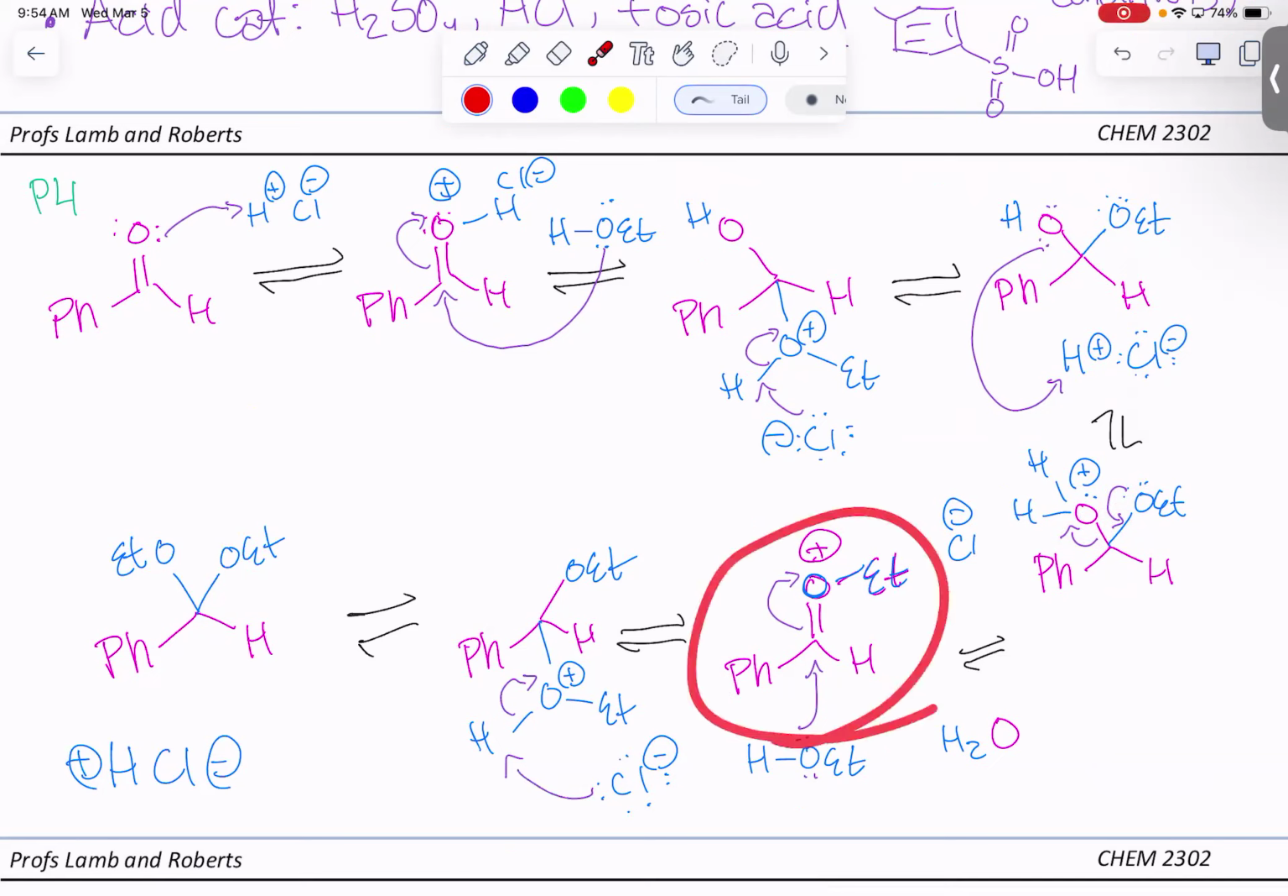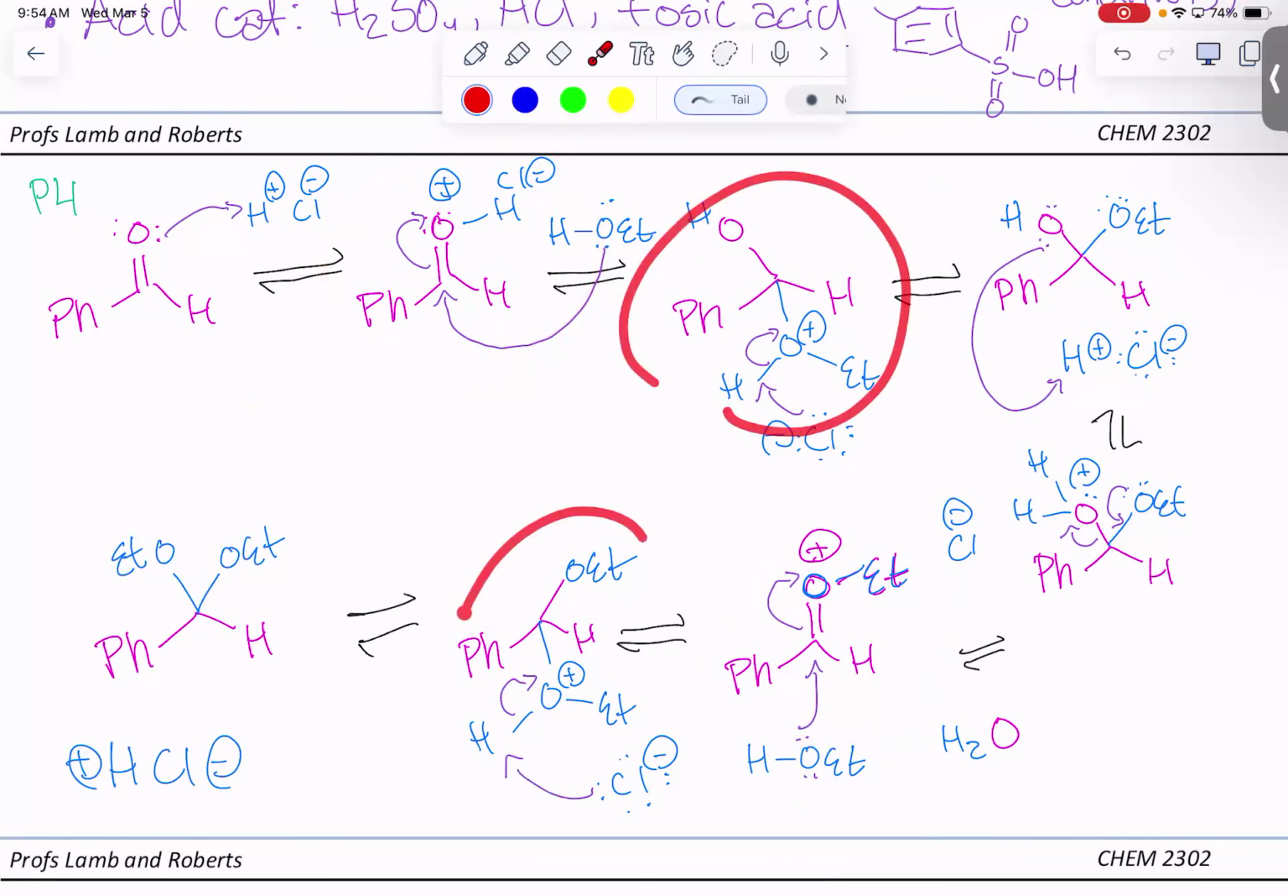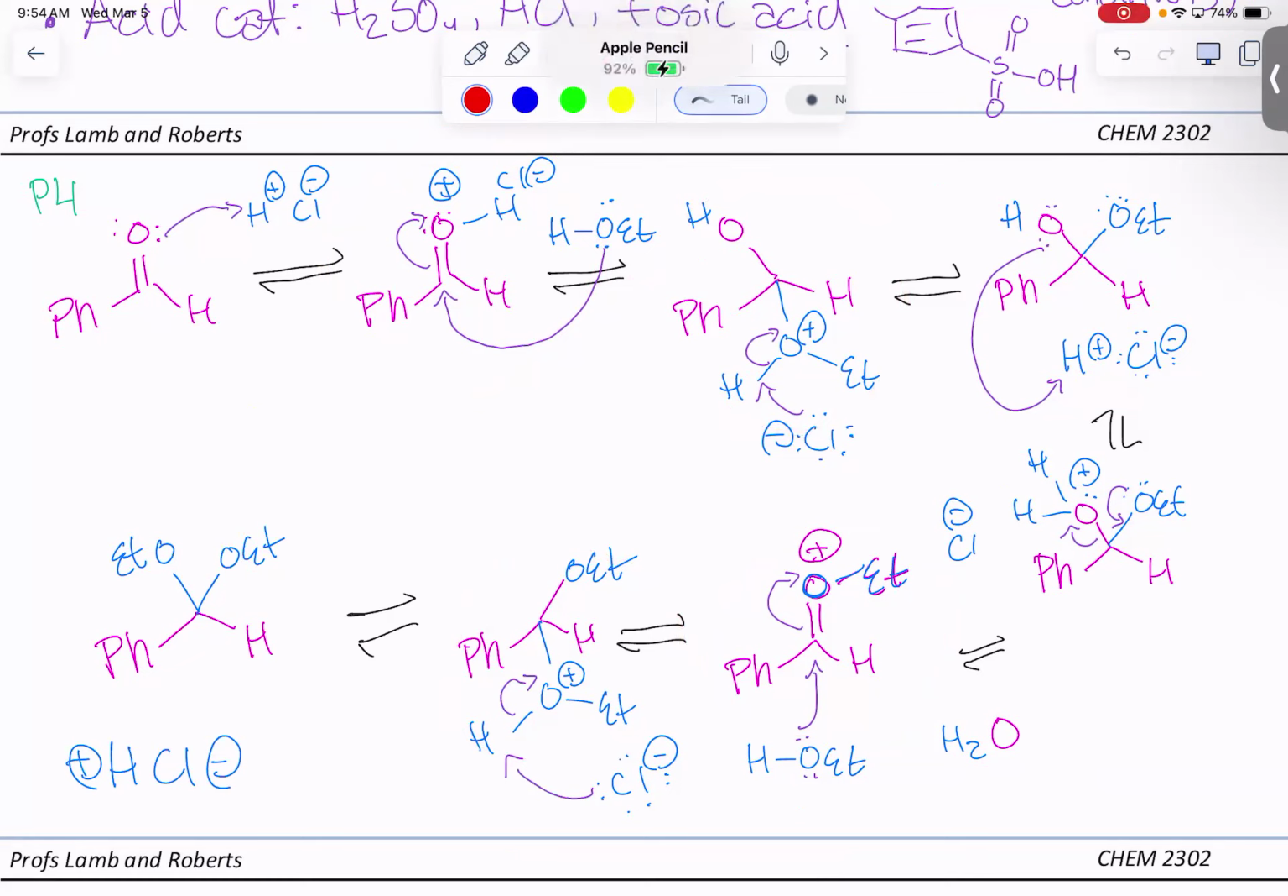Now, once we get to this intermediate, it looks quite familiar to what we've seen before, as does this, and we get to our final product. All right. So while this is many steps, we basically see it repeated twice to generate our product.